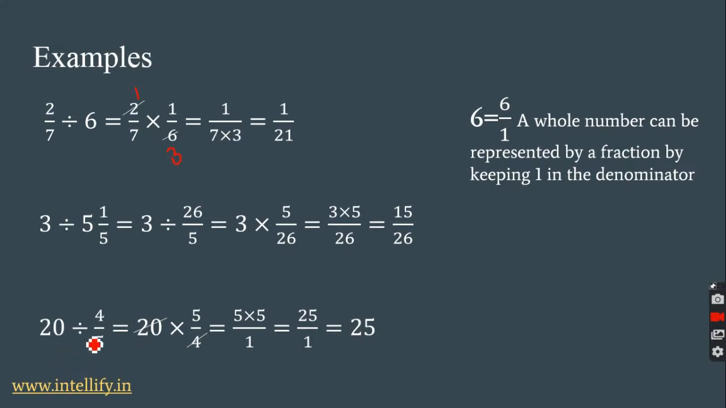For the last example, we have 20 divided by 4 by 5. Same thing like we did. The reciprocal of 4 by 5 is 5 by 4 multiplied by 20. 4 into 5 is 20 and 4 into 1 is 4. So we have 5 into 5 by 1, that is 25, which is the answer.